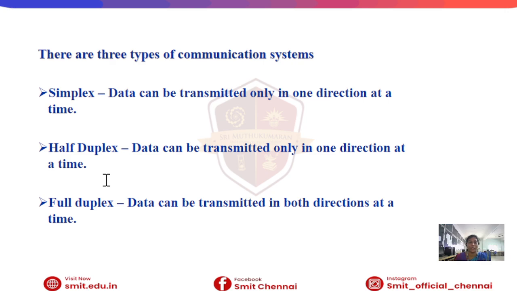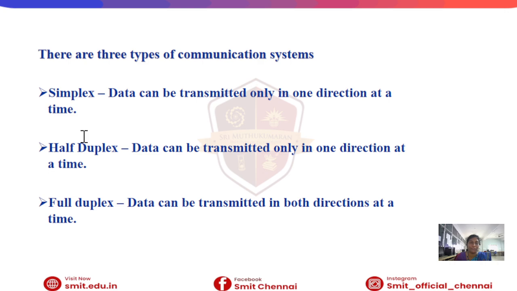The data flows only in one direction, and the receiver cannot send data back. What is an example of simplex? Television and radio broadcasting. The receiver cannot send data back. We are watching the TV, but we don't send any signals or data to the TV. This is the example for simplex communication.